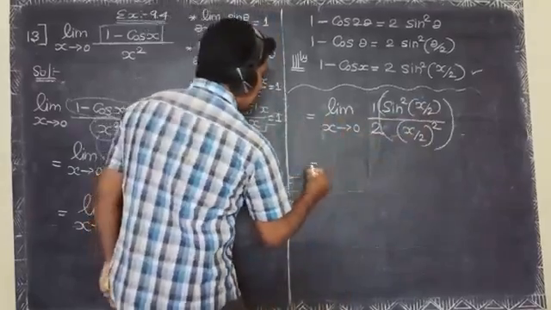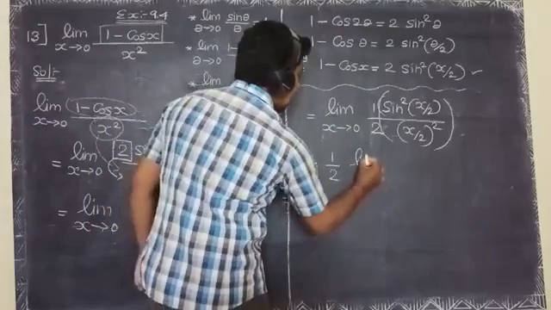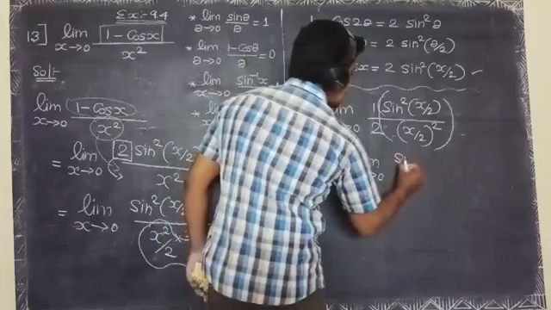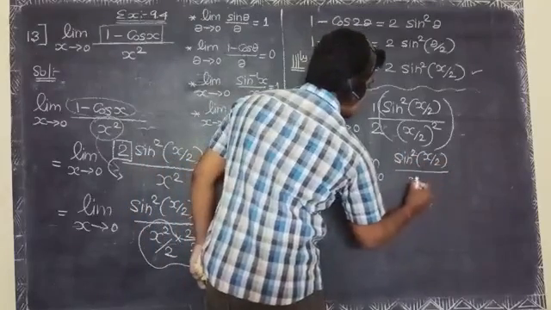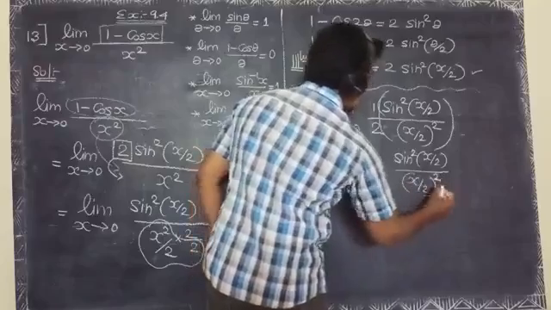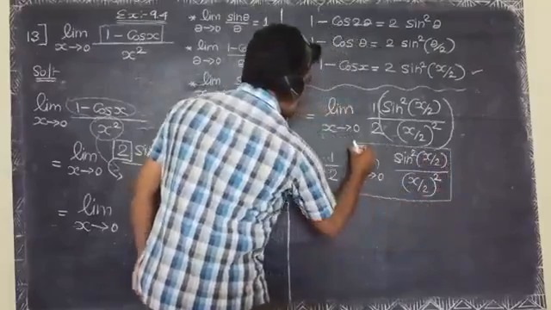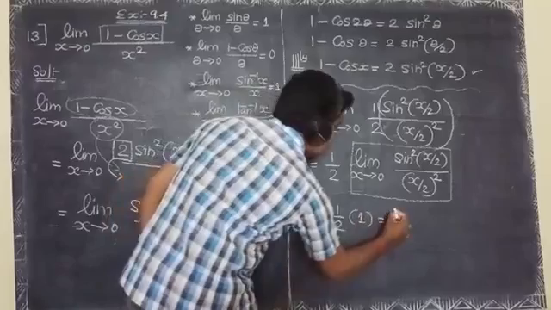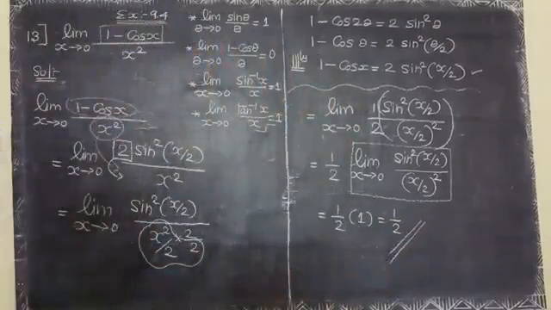Using this formula, apply it to the limit, that is 1 by 2 into limit x approaches 0, sin square x divided by 2, divided by x by 2 whole square. Then the resultant is 1. That is 1 by 2 into 1, which is equal to 1 divided by 2.